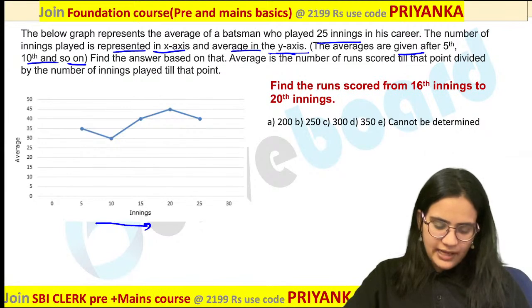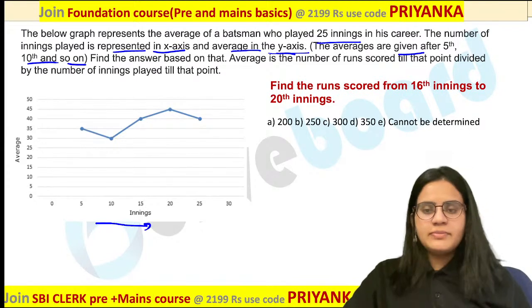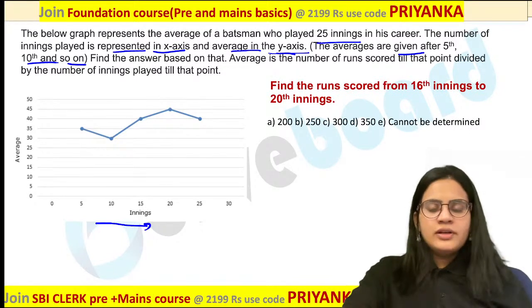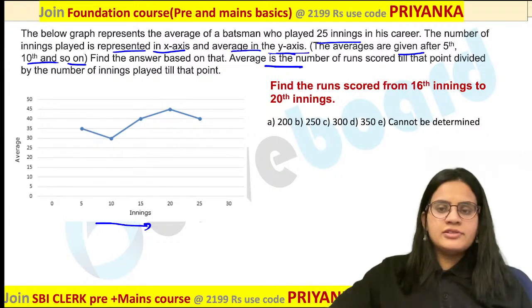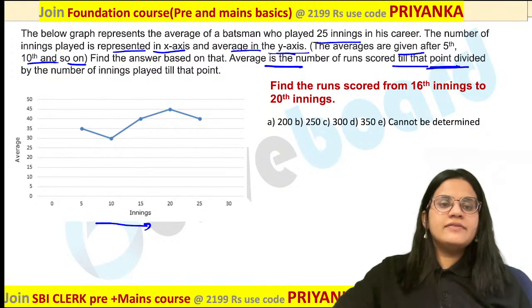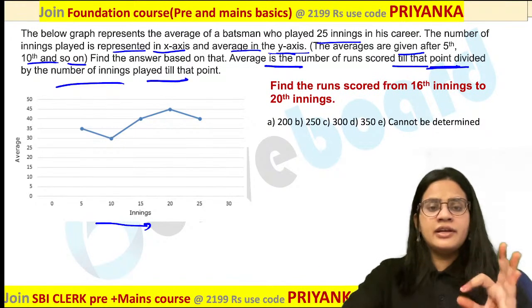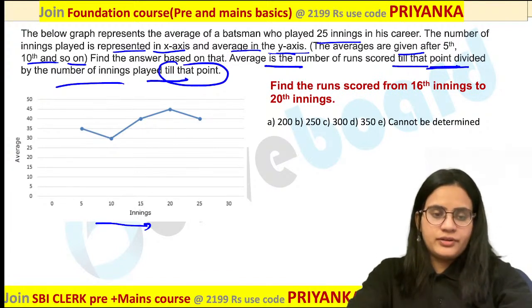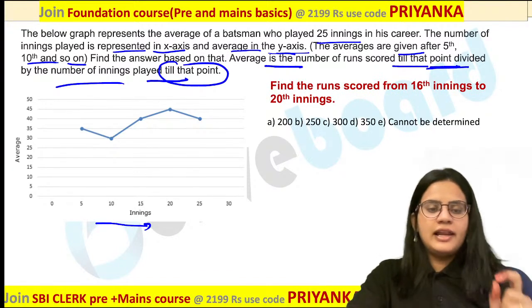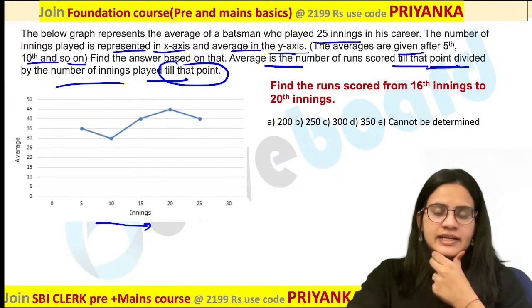Likewise, you are supposed to calculate the value. I hope everybody is getting this. Now here they have provided you the meaning of average. So average is the number of runs scored till that point divided by the number of innings played till that point. This point is very, very important. Are you getting it? This particular line made it really interesting in the exam.